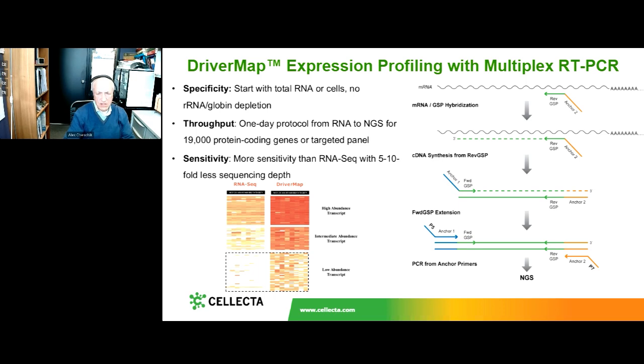We have 19,000 reverse primers, as shown on this slide, and 19,000 forward primers, which are designed to amplify a small region, between 100 to 250 base pairs, from the open reading frame of most human protein coding genes. Sensitivity is higher than RNA-seq technology, and again, it's a simpler protocol than RNA-seq because it can start from total RNA without ribosomal RNA or globin depletion.